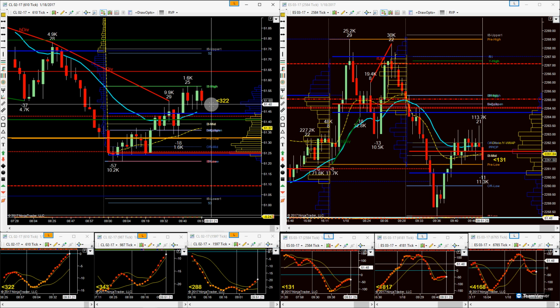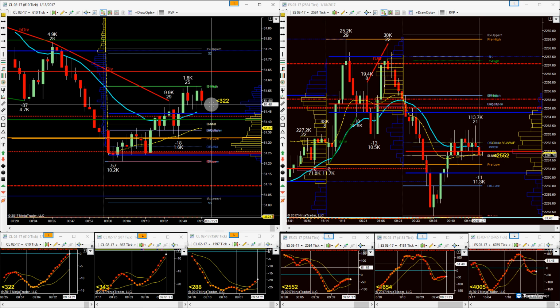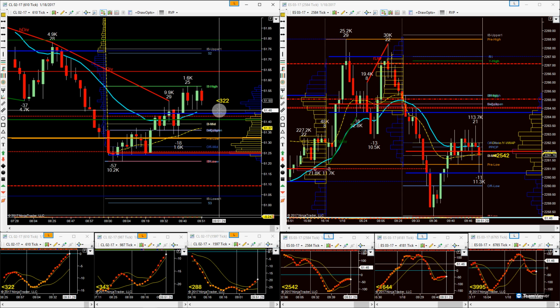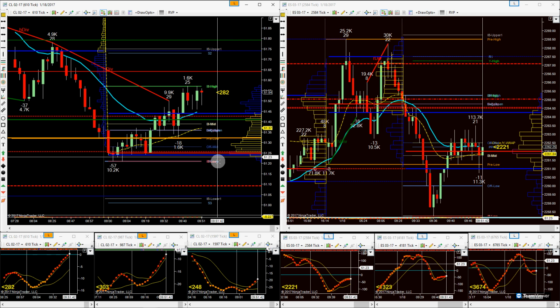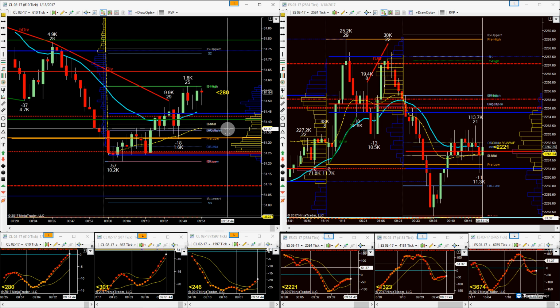ES just took a nice little quick move, only a point or so. I'm just watching to see if we pull back. I might be interested in taking a long off of VPOC, middle of the day, overnight low, and then that becomes my scale. I'm not looking to see if we test all the way down here, but we didn't get that pullback. Let me do something here.